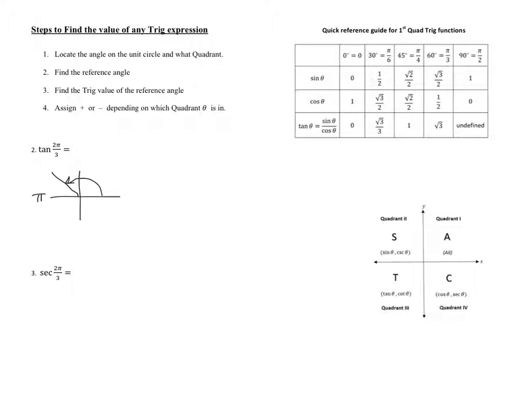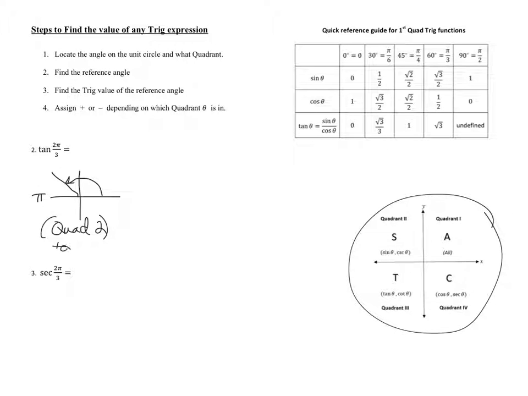Okay, for quadrant 2, let's figure out if tangent is positive or negative. So remember, looking over at our chart over here, All Students Take Calculus. In quadrant 2, sine and cosecant are positive. Therefore, we can say that tangent is negative. So we know our tangent here, whatever we get, is going to be negative.